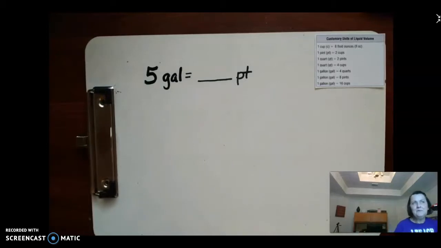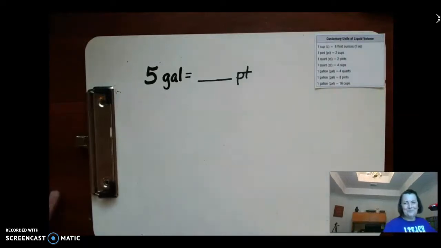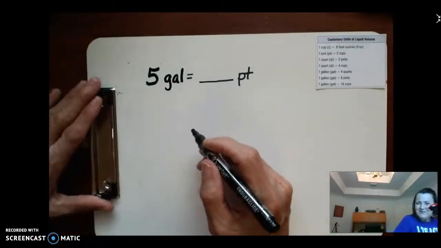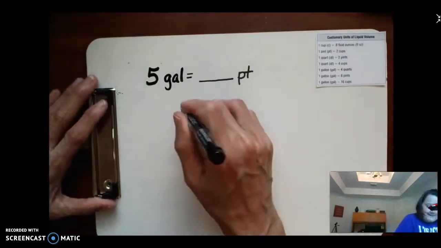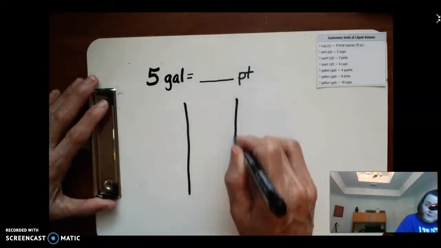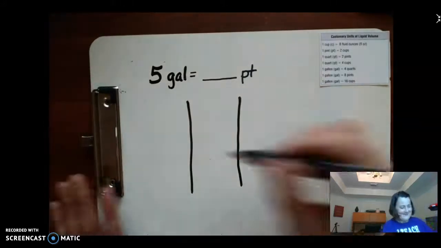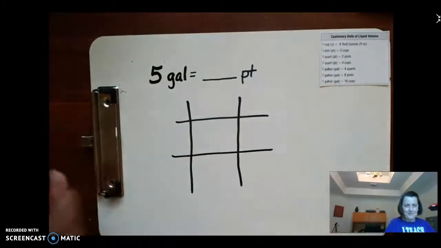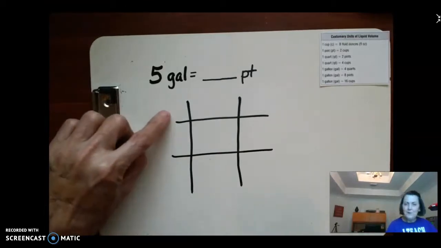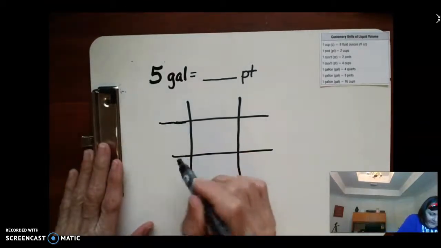Cool. Now we've done this with length and weight, so the process is the same. The only thing different is going to be the rule. What are we going to multiply times, or what are we going to divide by? All right, so here we go. What do we start with first? A tic-tac-toe. Here we go. Right, guys? Remember, make it big. Here, let me make that a little bit longer.